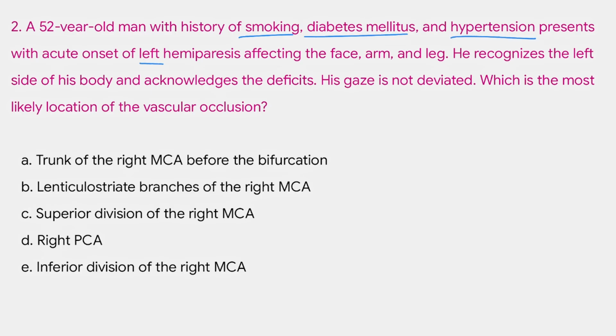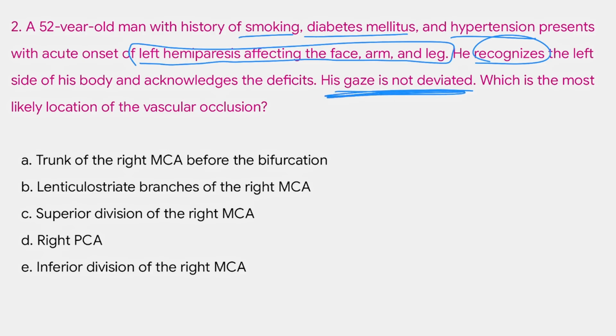onset of left hemiparesis affecting face, arm, basically the entire half of his body. He recognizes the left side of the body and acknowledges the deficit. So it's unlikely to be an MCA stroke. The gaze is not deviated, so it's definitely not an MCA stroke. Which of the following is the most likely location of vascular occlusion?